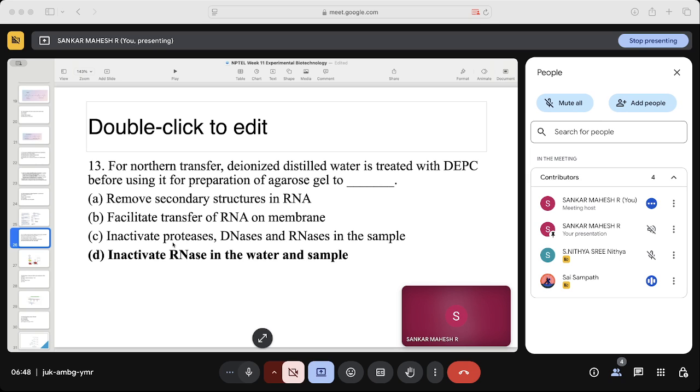Sir, I know that DEPC is used for killing the RNases. Okay. Does it remove RNases or does it inactivate RNases? Inactivate. Yeah. How do you know how it inactivates RNases? No, sir. Okay. So DEPC is called diethyl pyrocarbonate.